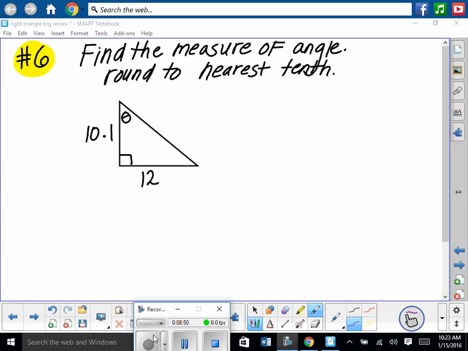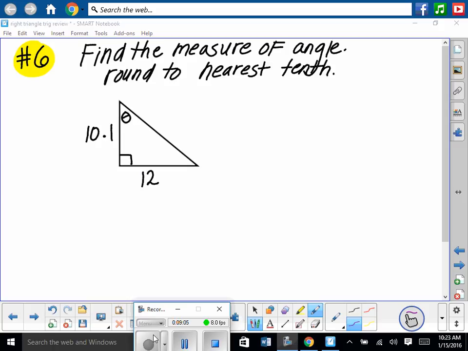Questions on how to do that? Degrees need to be highlighted. So hit enter. Then hit second quit. So now we're out. Did everybody change it to degree mode? Okay, so now we can calculate this.